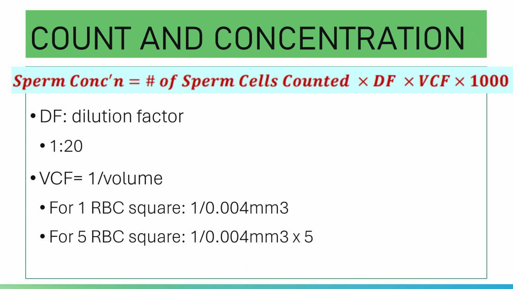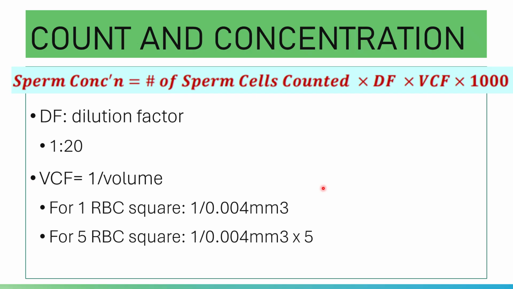Okay, let's take a look at this formula. Your sperm concentration equals the number of sperm cells counted times the dilution factor times the volume correction factor times 1000. Your dilution factor, if you utilize the 1:20 dilution, is still 20. Your volume correction factor equals 1 over the volume.